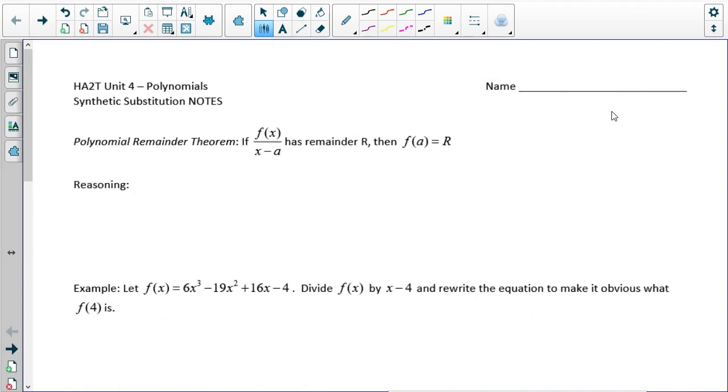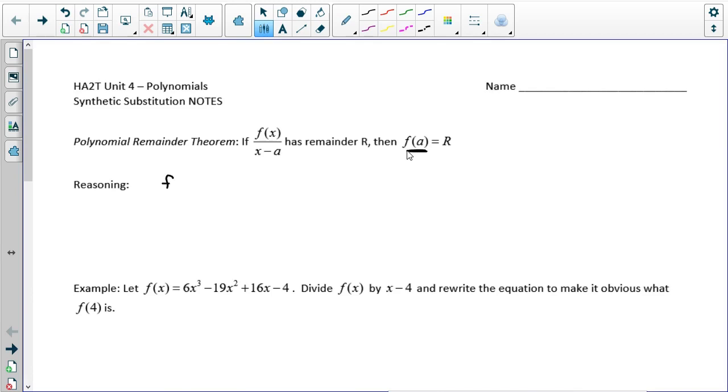The polynomial remainder theorem states that if we have f of x, some polynomial, and we divide it by a linear factor, x minus a, and that has a remainder r, then the value of the function at a is equal to r. That's not very intuitive at the beginning, so let's figure out why that might be.